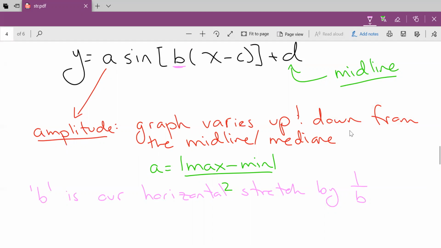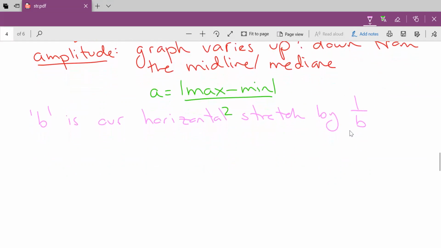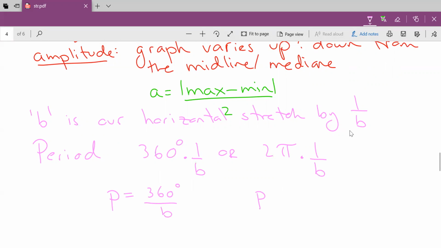Now, the other very important part of this is what did that do to our period? How was our period affected? Well, originally, our period is 360 degrees, or 2 pi if we were in radians. But we just horizontally stretched by 1 over b. So when I horizontally stretch by 1 over b, the reciprocal of b, we end up with a handy little formula. Our period is 360 degrees divided by b, or our period is 2 pi radians divided by b.